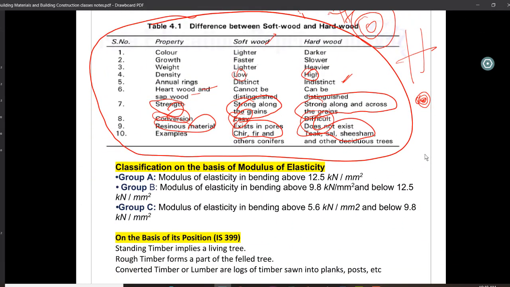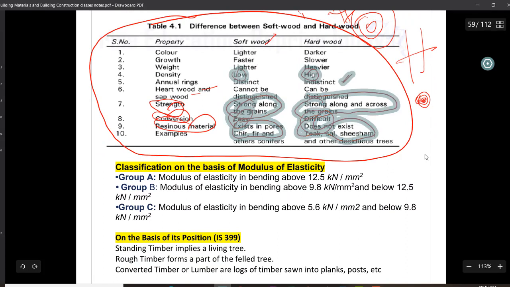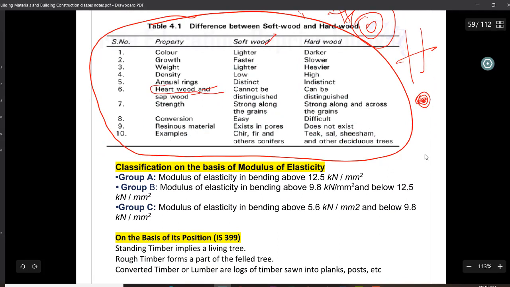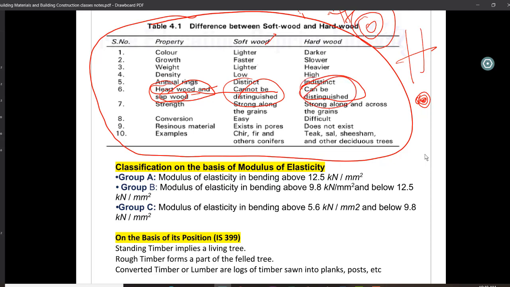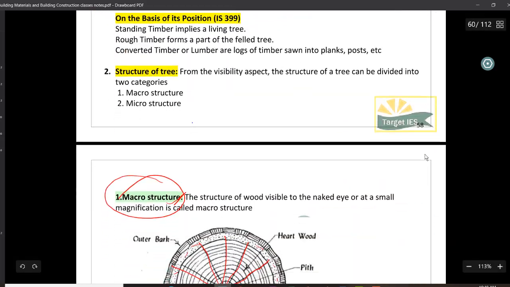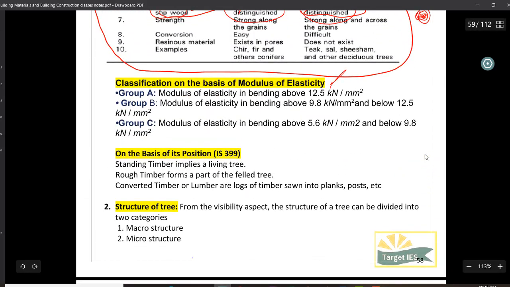So what is happening in this? Let us try to understand. If you are talking about softwood, the heartwood part cannot be distinguished, whereas in hardwood it can be distinguished. Coming to sapwood, obviously it cannot be distinguished, but here it can be distinguished. Okay, done. Do you remember, did you understand? So in softwood it cannot be distinguished, whereas in hardwood we can clearly distinguish between our heartwood and sapwood. Done.